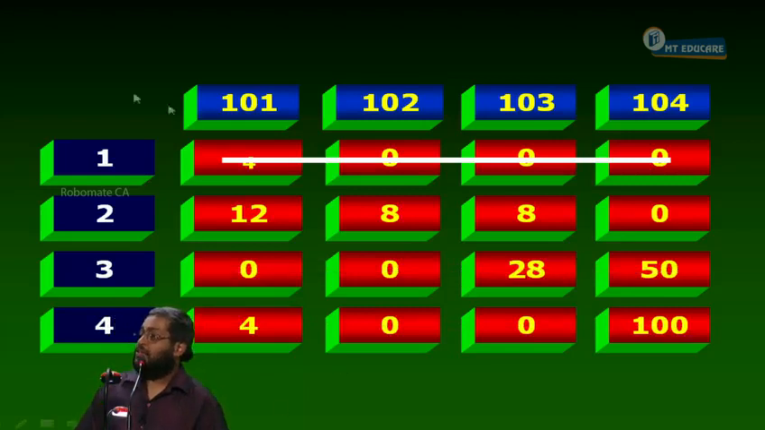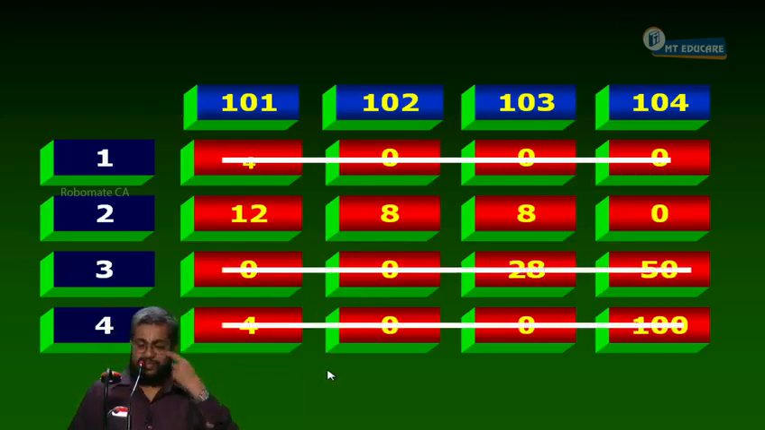Oh, sorry. So, how many rows are having 2 zeros? 2 rows. How many columns are having 2 zeros? 1 column. So, 2 rows or 1 column, 2 rows is more. Right. I should go for the rows. Third row and fourth row. Next, any row with only 1 zero?